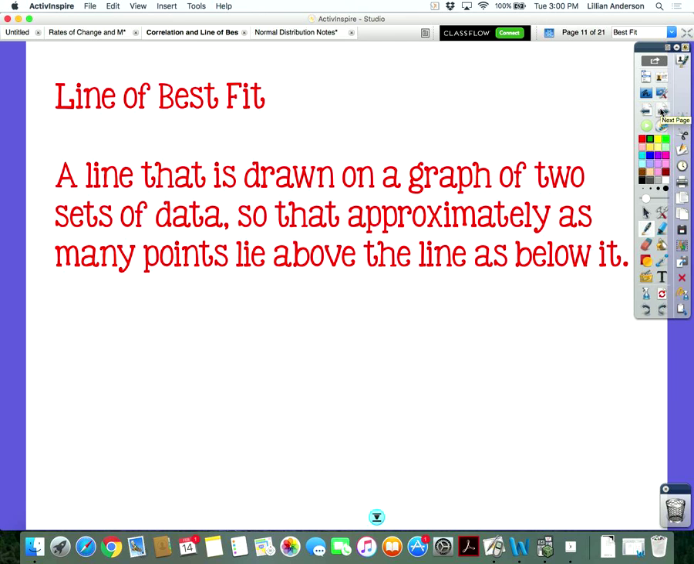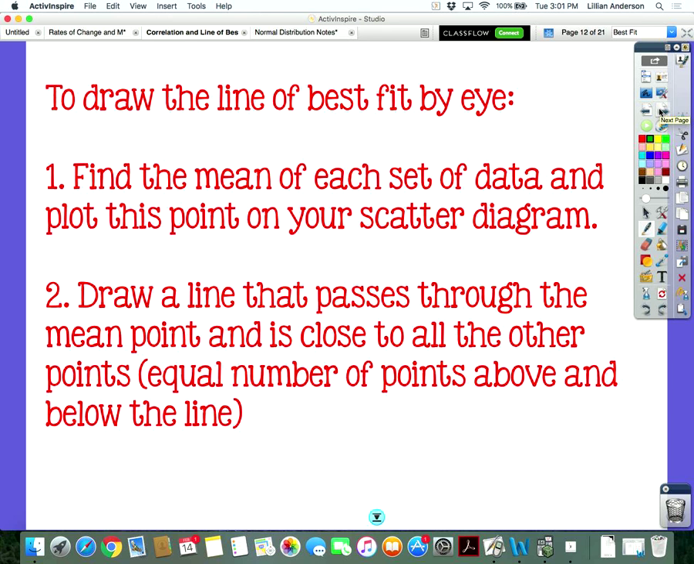Now, the line of best fit is a line that is drawn on a graph of 2 data sets so that it approximately has as many points lying above the line as it does below it. You know that line that I drew through my green graph? That was my line of best fit. That's how you can tell whether your data is weak, strong, or moderate. So how do you draw this line of best fit?